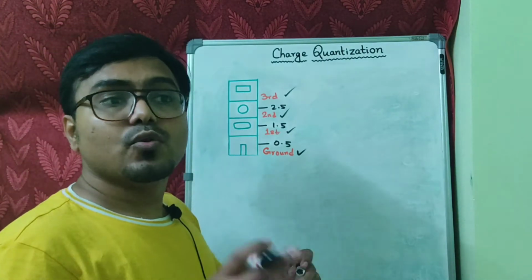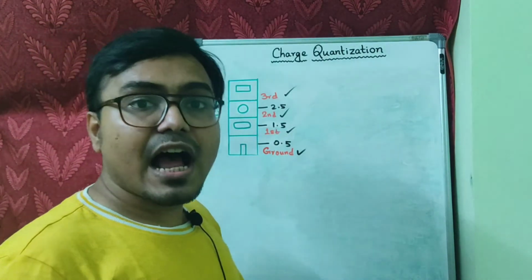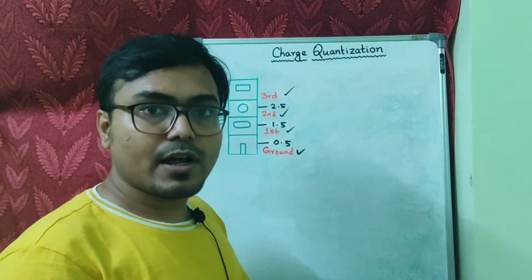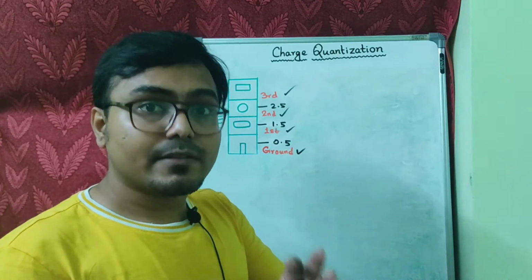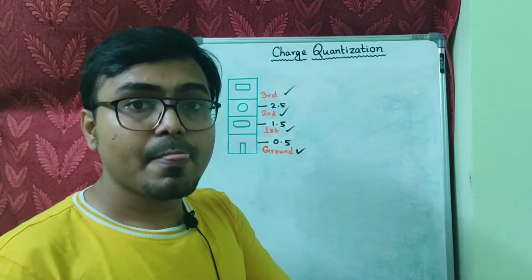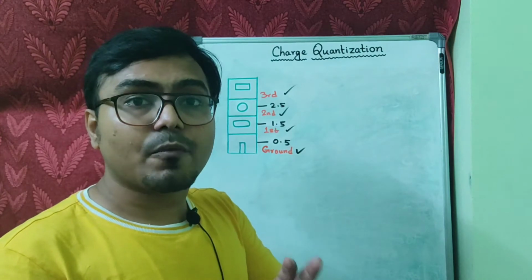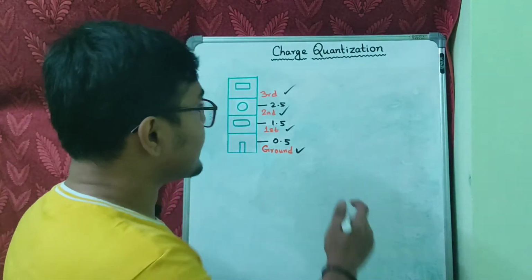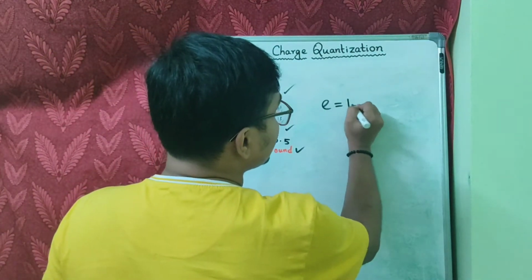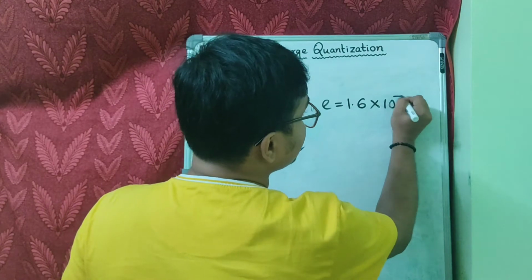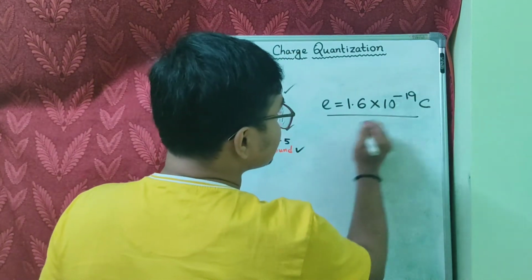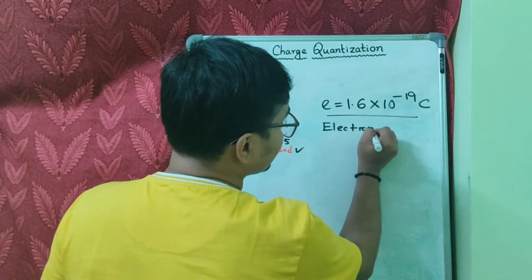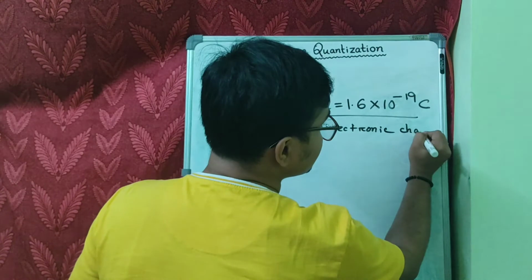The same case is with charge. The charge of a body, whether the body is bigger or smaller, the charge situated in that body must be an integral multiple of a small amount of charge. This small amount of charge has the magnitude e equal to 1.6 into 10 to the power minus 19 coulomb. This is the so-called electronic charge.